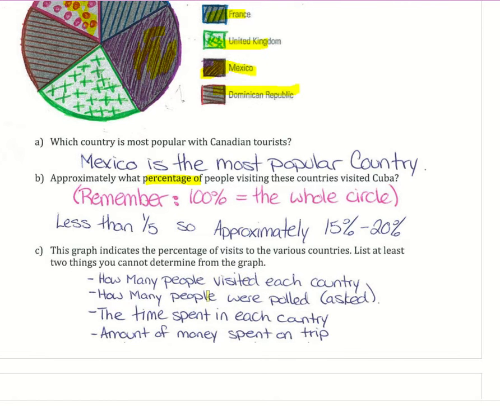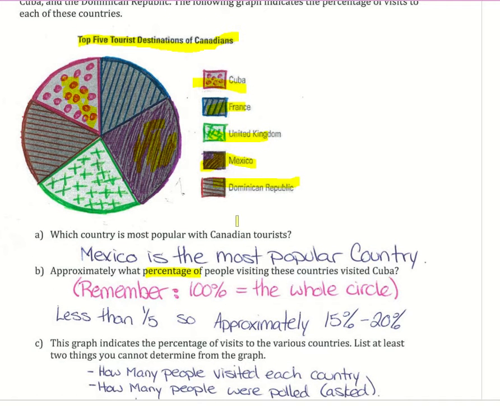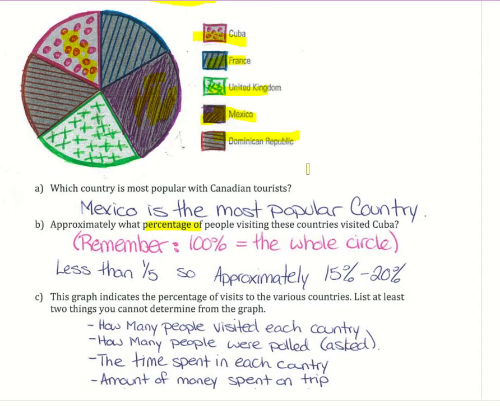At least these two things you cannot determine from the graph. You can't tell how many people. It didn't give us a number like 1,000 Canadians. It didn't say how many people were polled, because maybe some people also wanted to go to other countries, and that's not in there, nor how long they spent there, or even the time of year. So there are lots of things this graph doesn't tell us, but it gives us a little bit.